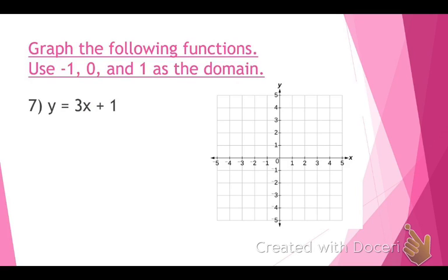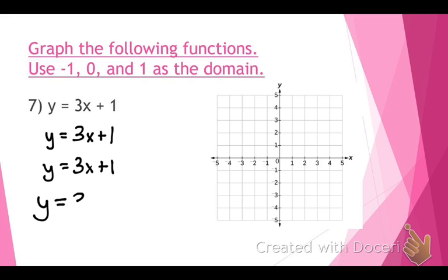Number 7 says to graph the following functions and use -1, 0, and 1 as the domain. Because we have that domain, we do want to go ahead and rewrite it 3 times. And you're going to start off with your input-output table exactly like we had done before. So you're going to have an X and a Y.